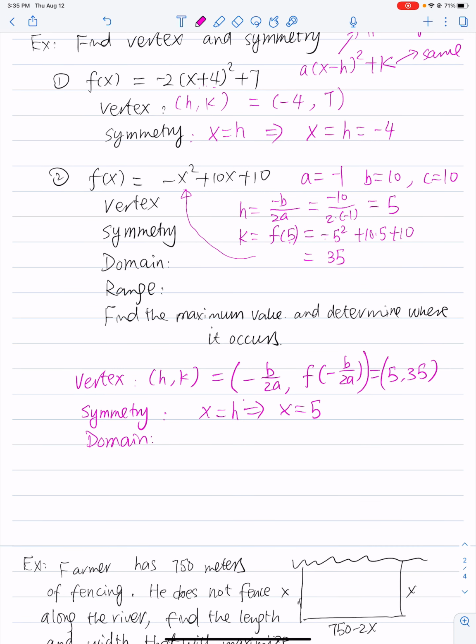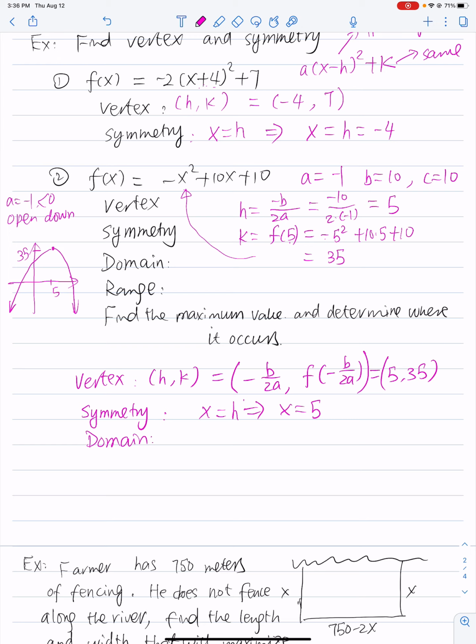Okay, so how could we draw the picture? Because here a is negative 1, less than 0, so it opens down. And we know the vertex is (5, 35). So here is 5, here is 35. It opens down. So this is the sketch of the picture.